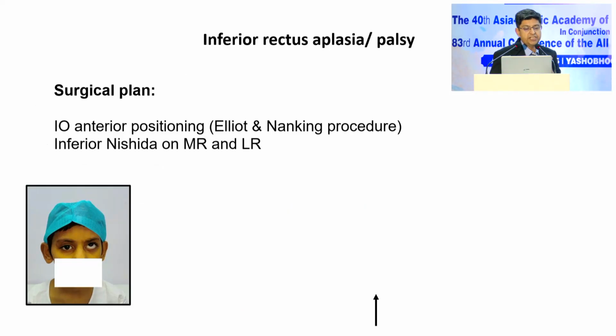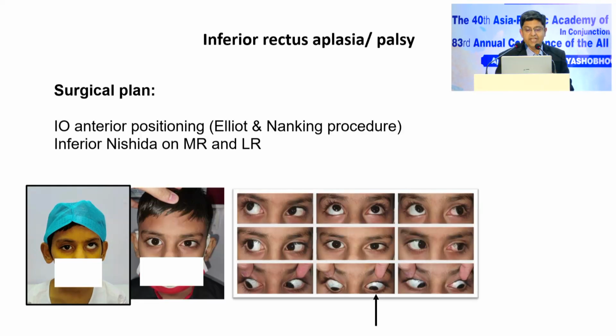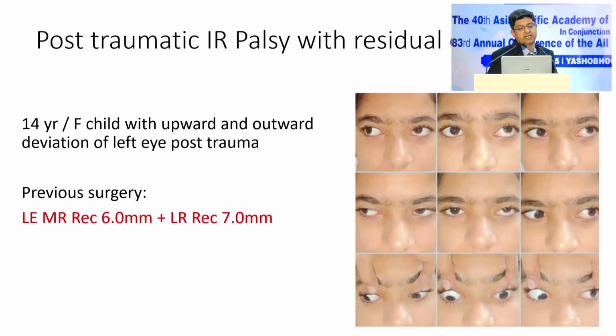So in this patient, we planned an inferior oblique anterior positioning and an inferior Nishida on the medial rectus and the lateral rectus. Again, because of the risk, we just did the inferior Nishida. With that, you can see not only are you getting good primary gaze alignment, with the inferior shift of the horizontal recti, you're able to get some improvement in down gaze.